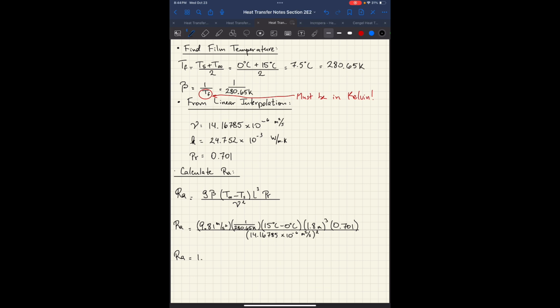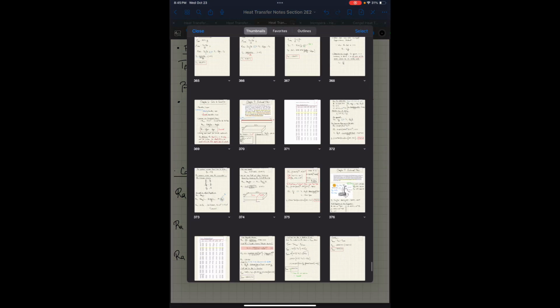Okay, so we plug the numbers in. Rayleigh number is 1.06788 times 10 to the 10. Okay. So now you would basically need to go back in your notes and find out which Nusselt number equation you need. Remember, it is natural convection. So you would have to go back in your notes.